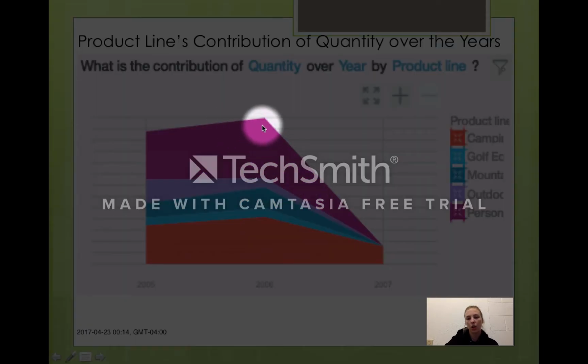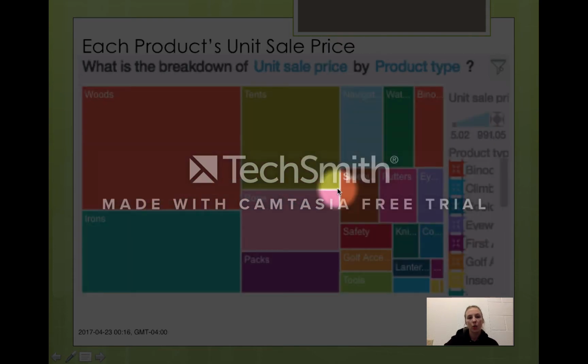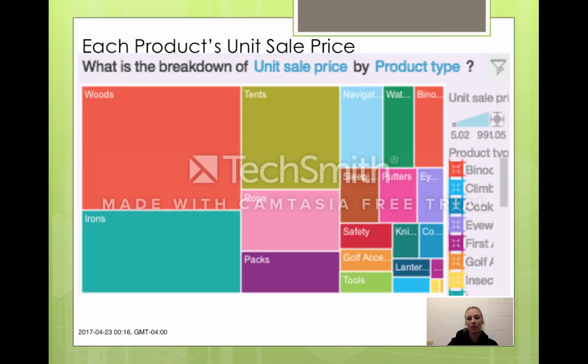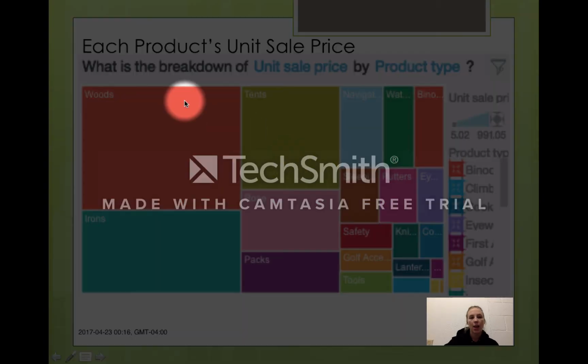The personal equipment decreased, and then camping equipment didn't decrease as much as personal equipment. So next one, I really liked this visualization representation in the first Watson project, so I decided to do it again. And I wanted to analyze each product's unit sale price.